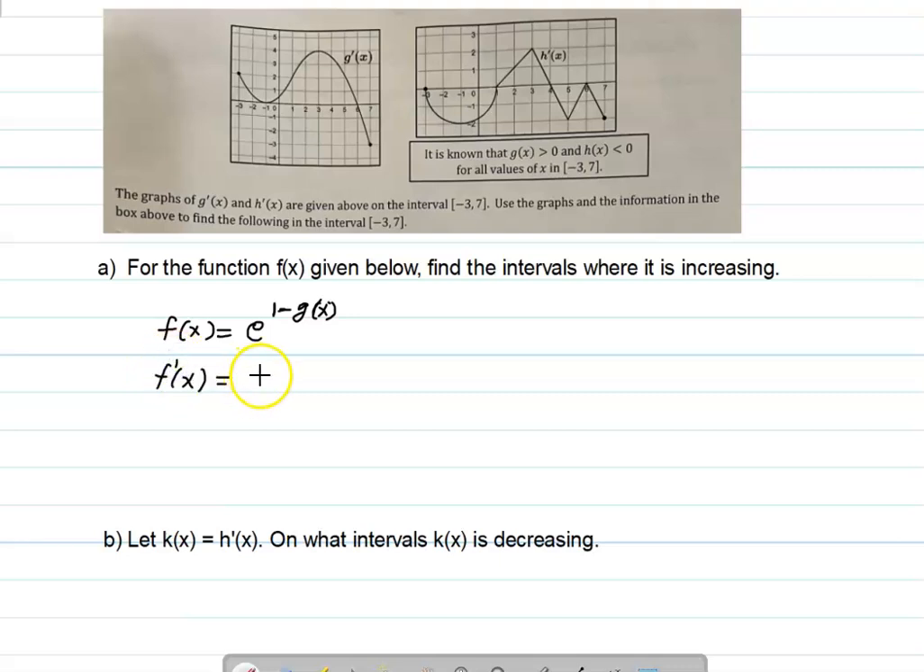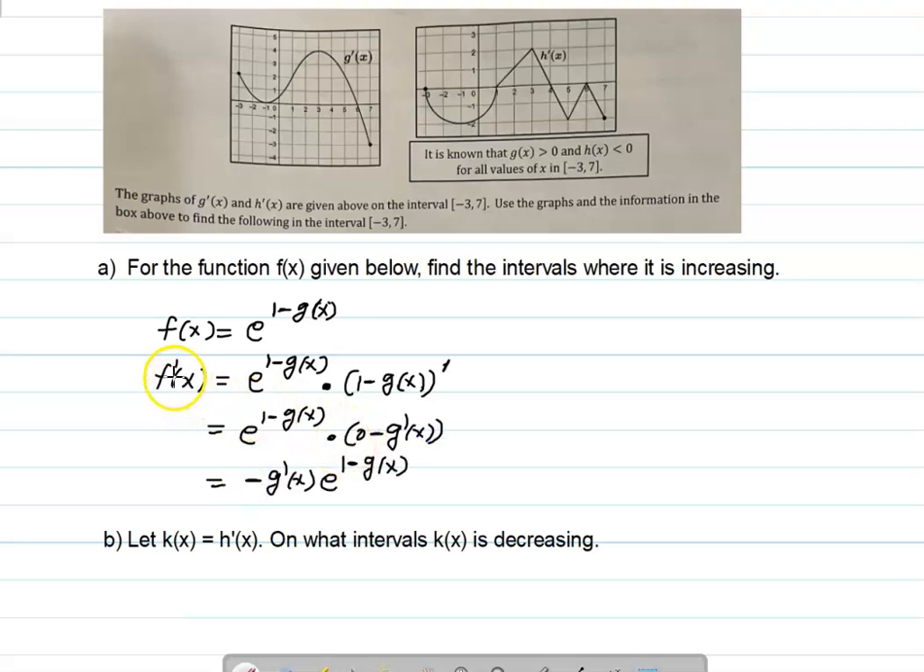f prime x equals the derivative of the exponential function, which remains the same. First we write e raised to the power 1 minus g of x as it is, times the derivative of 1 minus g of x using the chain rule, and the derivative of 1 minus g of x would be 0 minus g prime x.